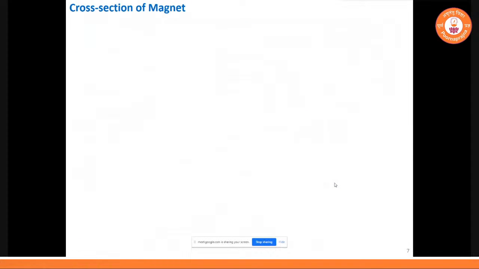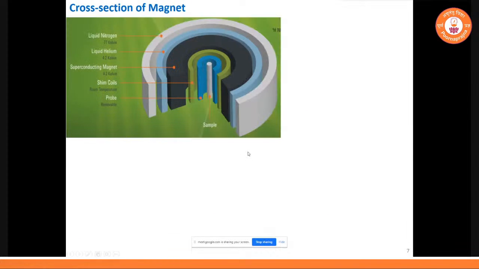Now, if you see the cross section of the magnet, what does the magnet contain? This is where your sample will sit, and it is surrounded by your NMR probe. And in the probe, your sample will sit. And this probe is surrounded by shim coils. I will come to that later. A shim coil is nothing but something to adjust the magnetic field, to make a homogeneous magnetic field in the sample volume. And now we have superconducting magnets.